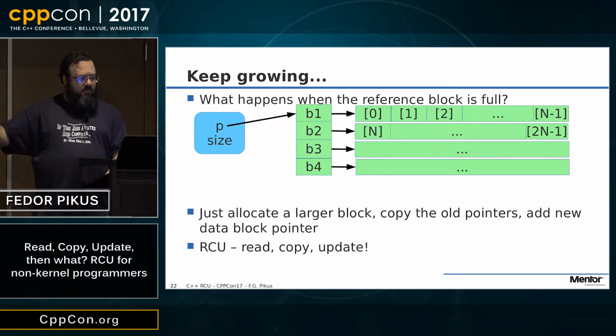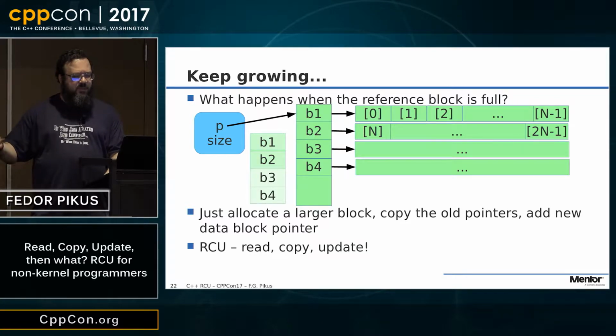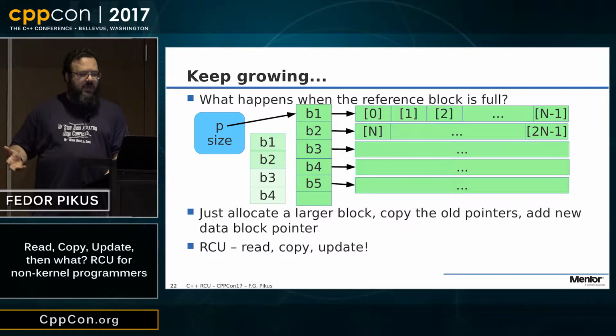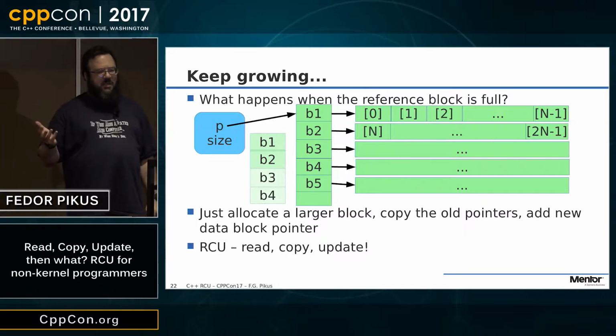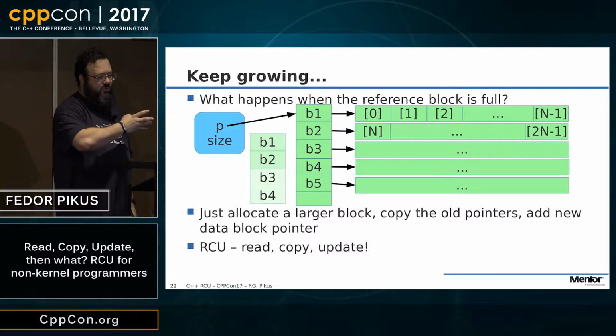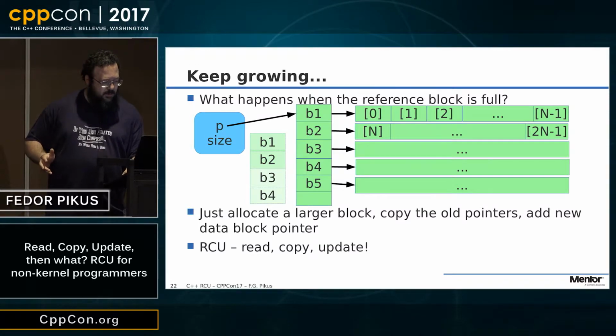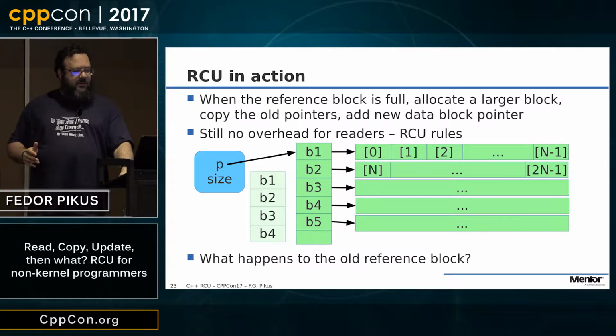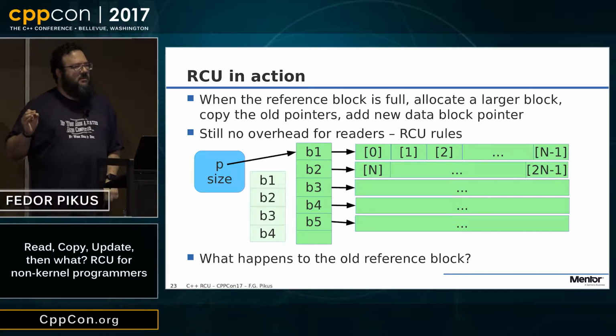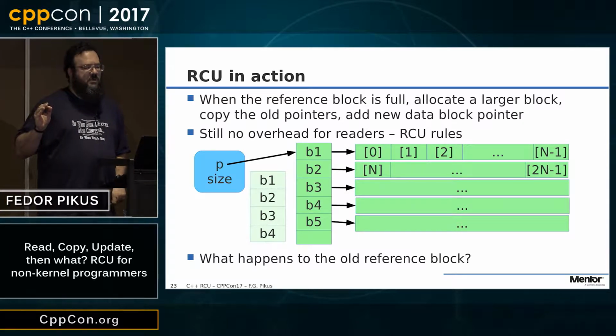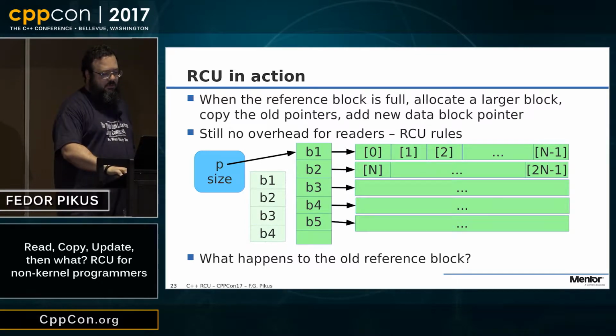Okay, so we keep growing and we keep growing, and what happens when the reference block is full? We don't have space for any more pointers to the data blocks. We do the read copy update. We allocate a new block that's bigger, copy the old pointers, add a new data block pointer, and we're done. And that still doesn't invalidate any pointers or iterators to the data because data blocks haven't moved. We're still fine. One slight problem. What happens to the old reference block when we're done using it? Well, that's easy. When we're done using it, it's not being accessed anymore. We delete it.